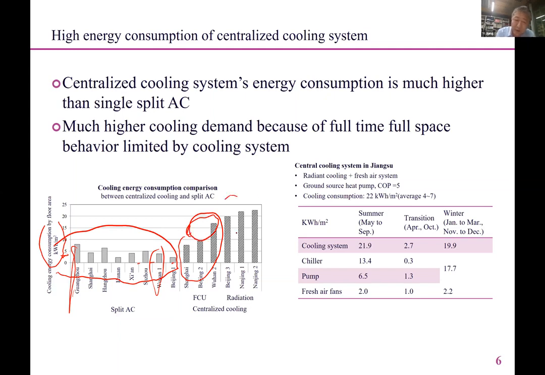Then if you go to a fully centralized system, like radiant cooling on the ceiling, the electricity used can be as high as 20 or more. So you see a huge difference between the centralized, half-centralized, and independent decentralized systems.